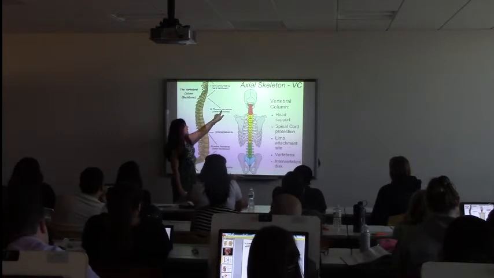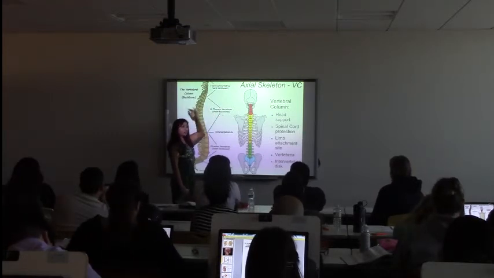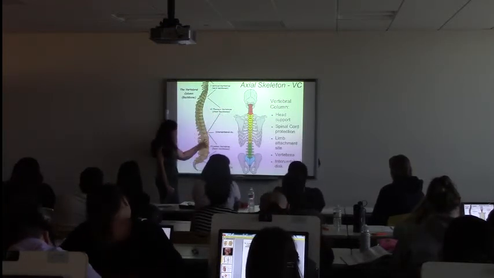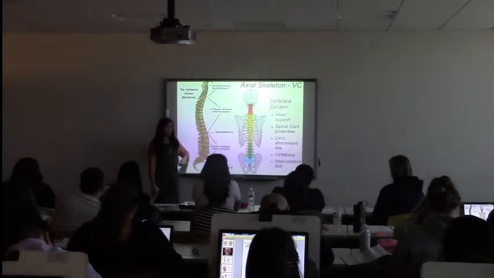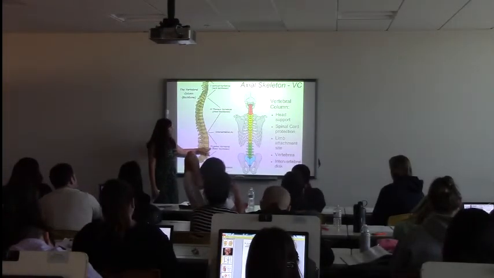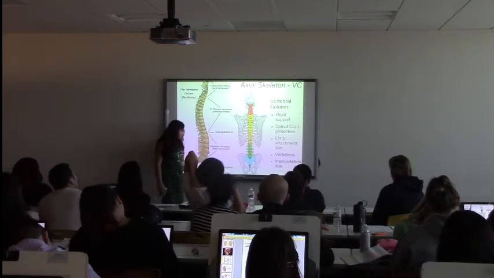The next section is thoracic, which is your upper back. You have 12 thoracic vertebrae. Then you have the lower back, the lumbar region, which is made up of 5 lumbar vertebrae.